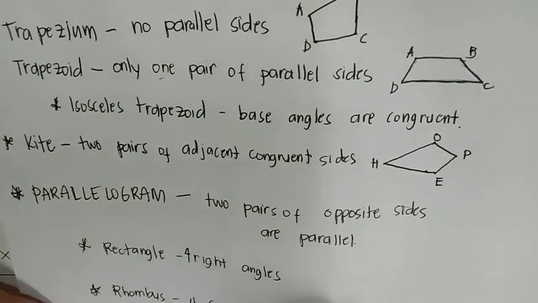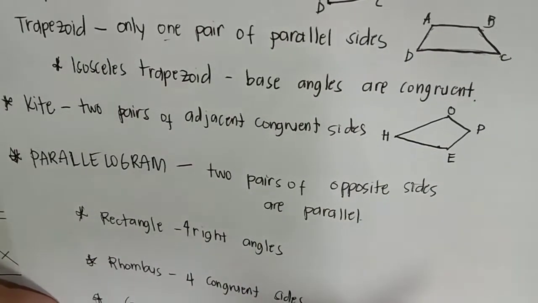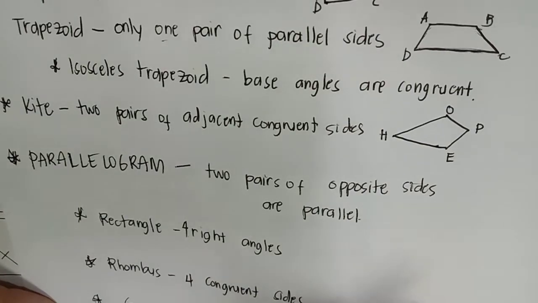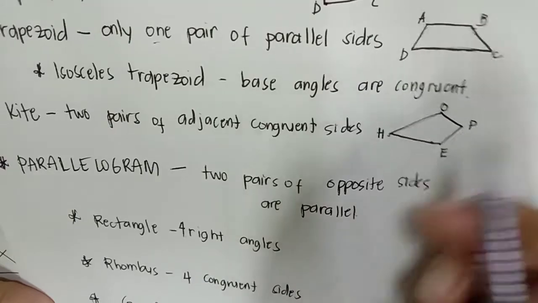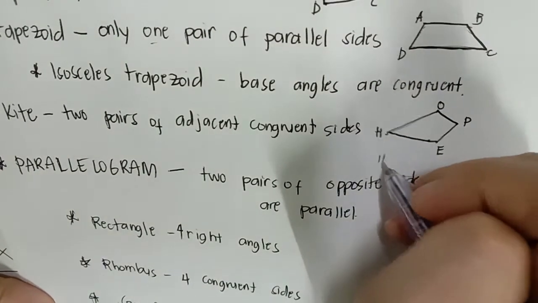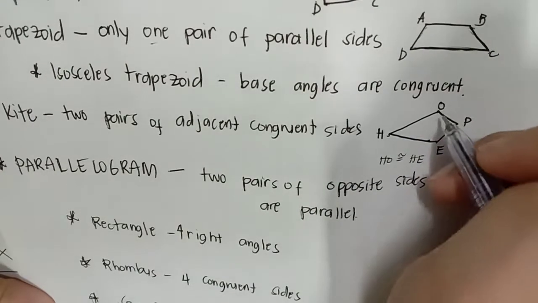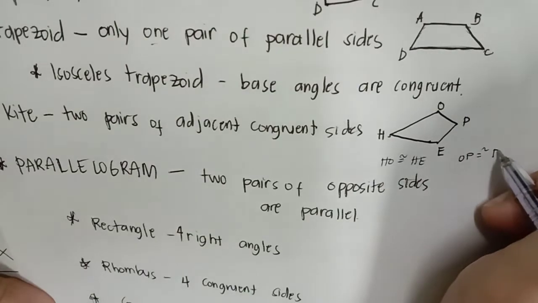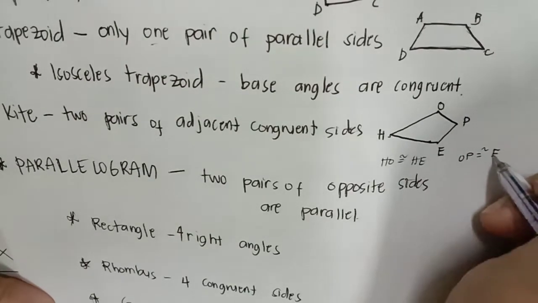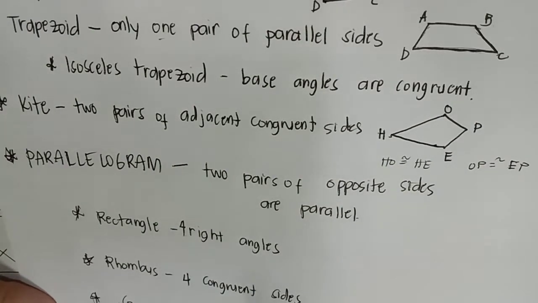Next is si kite. So, si kite naman po, ito naman po ay meron siyang 2 pairs of adjacent congruent sides. It means that si HO po ay congruent kay HE. So, HO is congruent to HE. Then, si OP po is congruent to EP. Alright? So, ayun po yung 2 pairs of adjacent congruent sides ni kite.